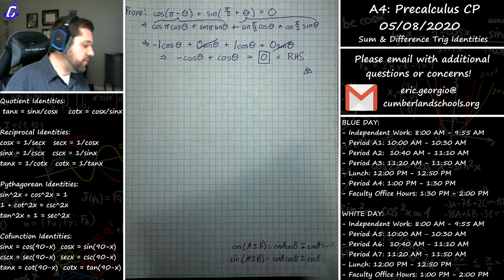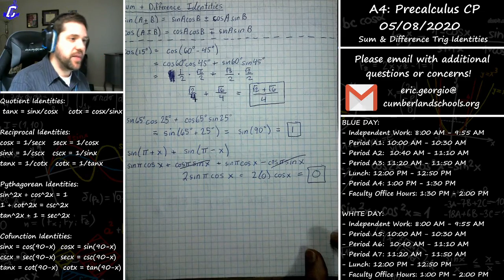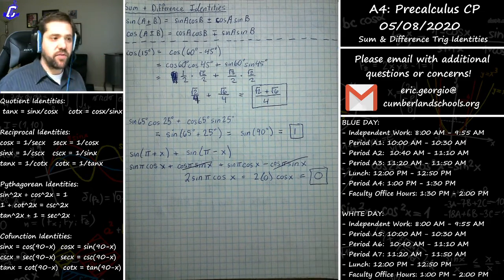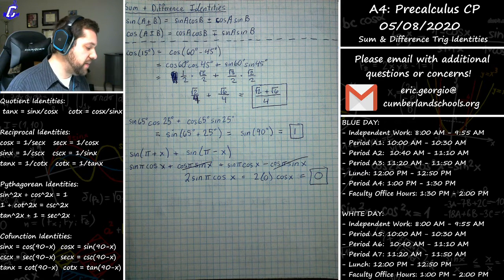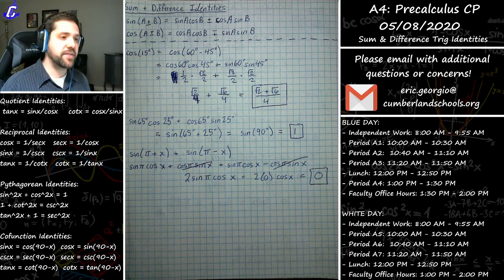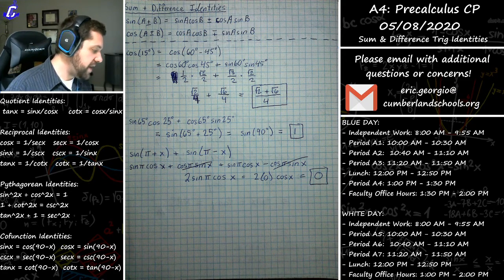What we did today is we wrapped up our conversation on sum and difference identities. I started by reminding you of the sum and difference identities at the top. The sine of A plus or minus B is sine A cosine B plus or minus cosine A sine B. The cosine of A plus or minus B is cosine A cosine B minus plus, so we switch the sign, sine A sine B.